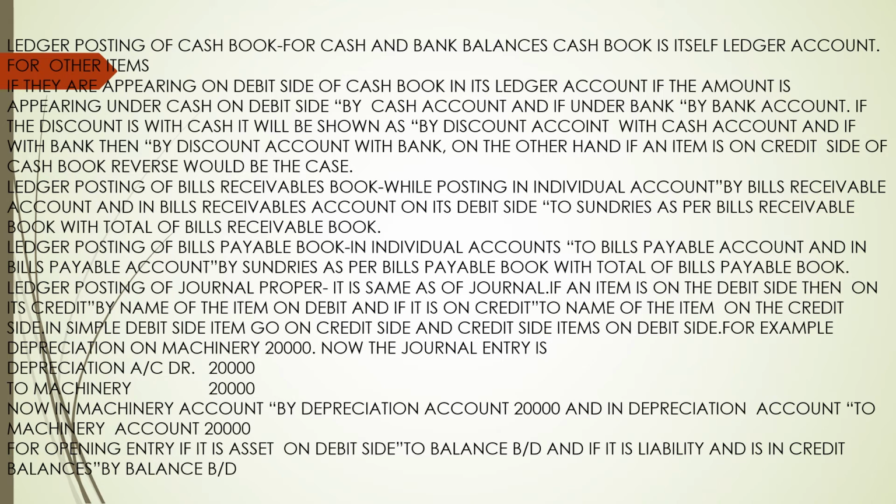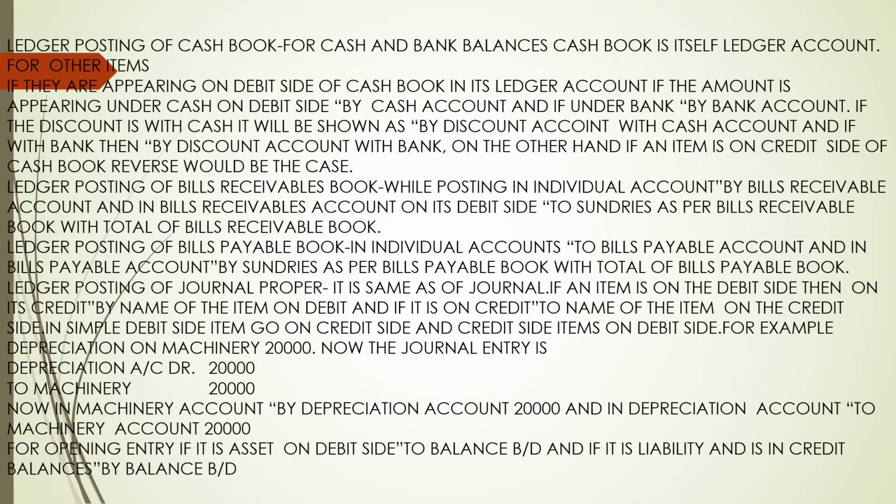Now the last is ledger posting of journal proper. It is the same as the journal. If an item is on the debit side, then on its credit side write by the name of the item on the debit side. And if it is on the credit side, write to the name of the item on the credit side. In simple terms, debit side items go to the credit side and credit side items go to the debit side.